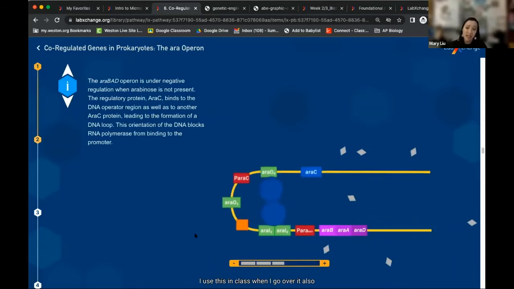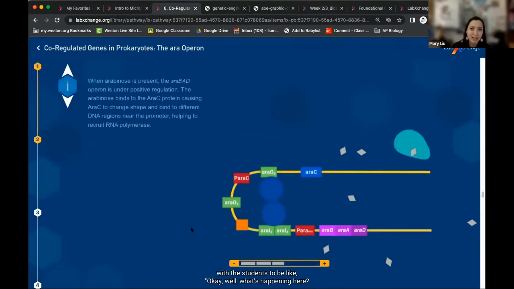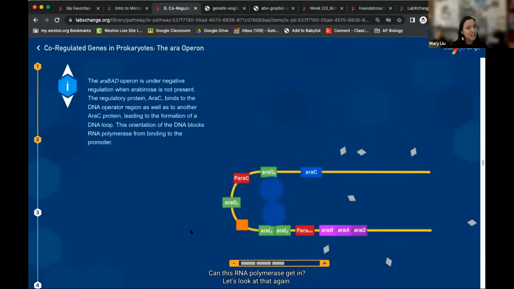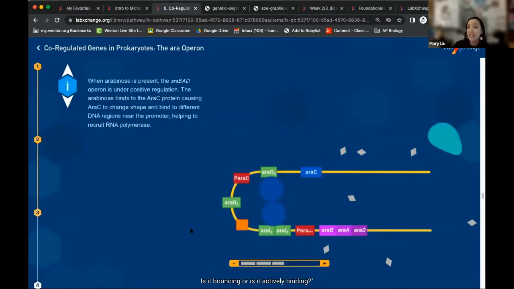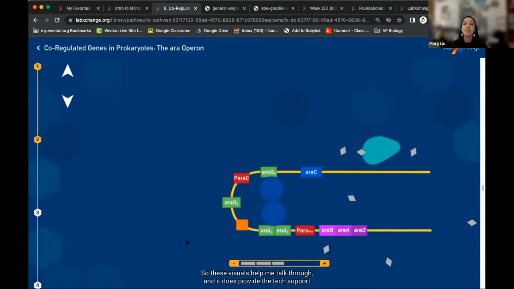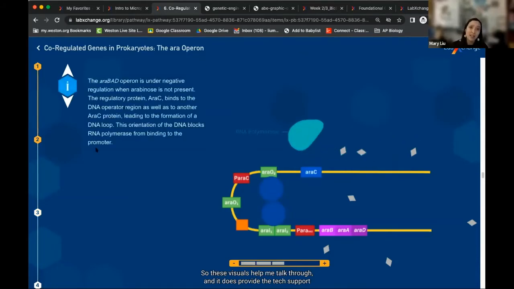I use this in class when I go over it with the students. So you're like, okay, what's happening here? Can this RNA polymerase get in? Let's look at that again. Is it bouncing, or is it actively binding? These visuals help me talk through it, and it does provide text support for students who like to read it. But I find the visuals just to be so helpful.